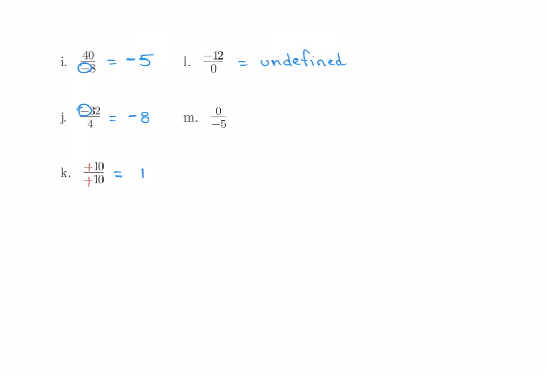And the last problem, 0 divided by negative 5. Well, remember that 0 divided by anything is 0. And so 0 divided by negative 5 is 0.